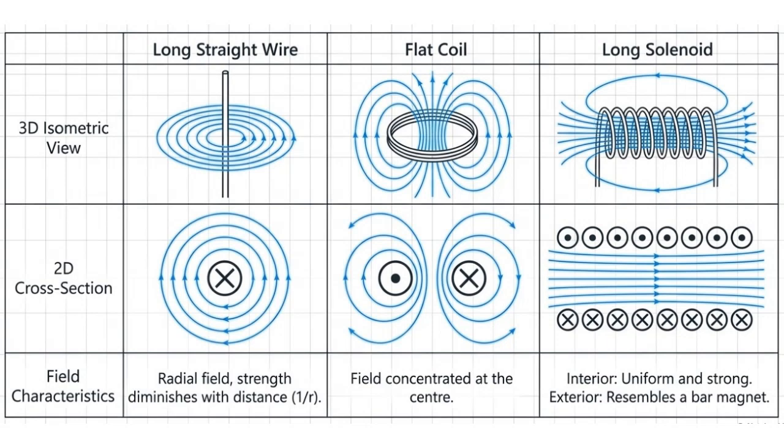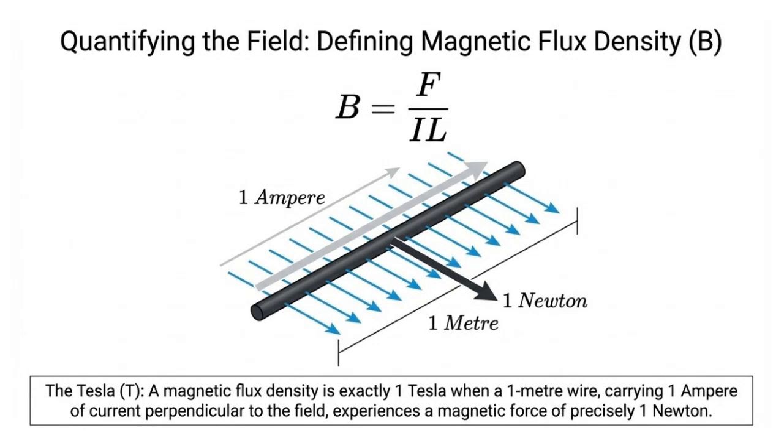Here, we are defining magnetic flux density, represented by B, as the force per unit current per unit length of wire in a magnetic field. When a wire 1 meter long carries a current of 1 ampere perpendicular to the magnetic field, and it experiences a force of 1 newton due to the field, the magnetic flux density at that point is 1 tesla.